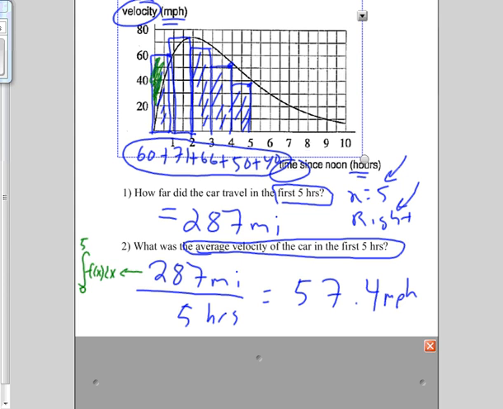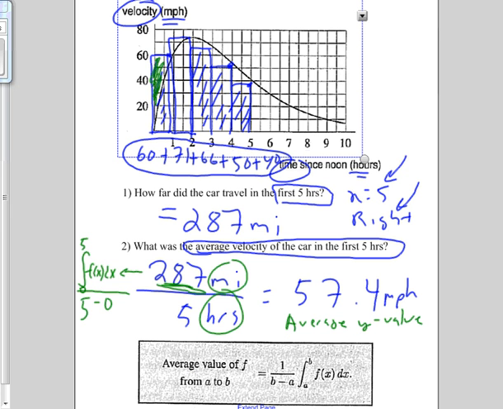It's the area underneath that curve from 0 to 5. And so that integral is the 287. And then we're dividing that area by the time, 5 minus 0. So when we divide the total area, which is miles, by the time, we get the average value, and this is the average y value over that interval.